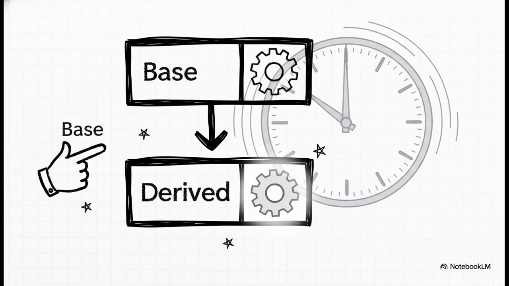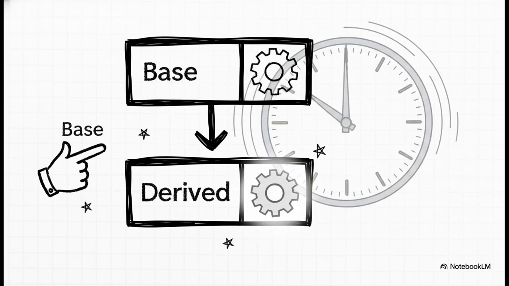We've got a base class, and it has a function called display that's marked as virtual. Then we have a derived class, the child, that provides its own display function. Now, here's where the magic happens. We create a pointer that is of the base type, but we tell it to point to an object of the derived type. So when we call the display function, which one runs, the parent's or the child's?